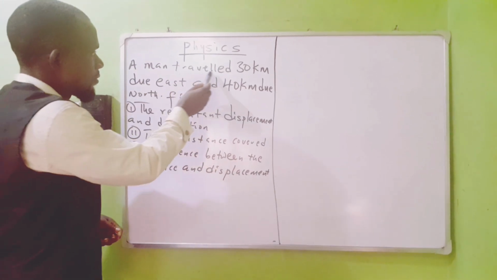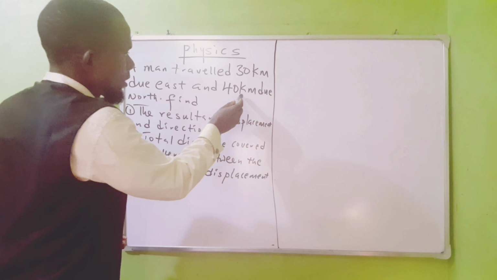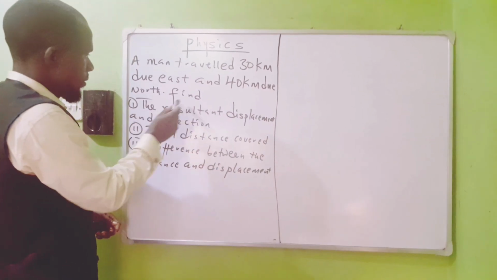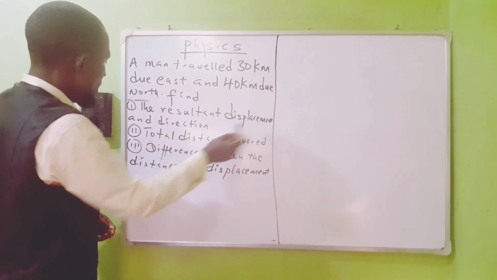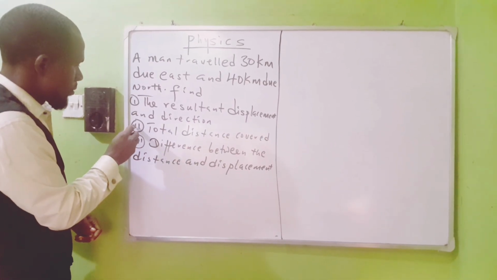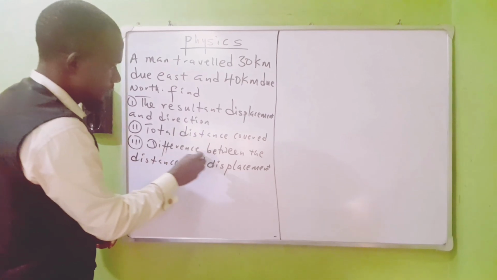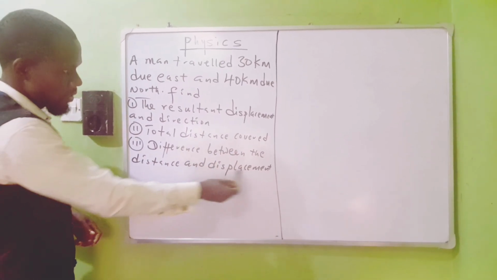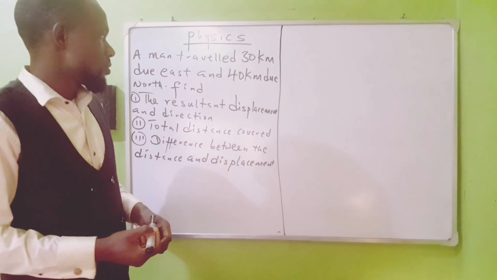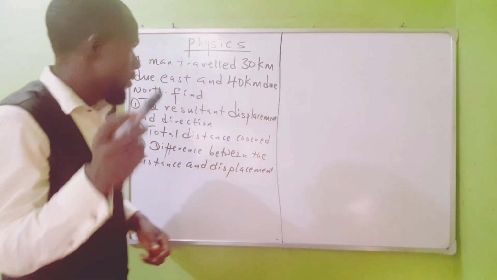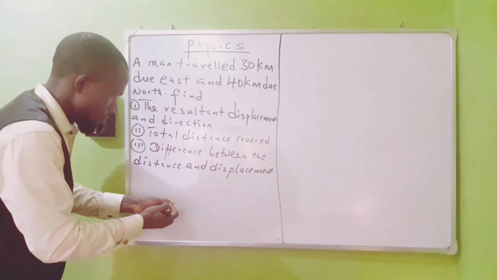A man traveled 30 kilometers due east and 40 kilometers due north. Find A, the resultant displacement and direction. B, total distance covered. C, the difference between the distance and the displacement. So the first thing we need to do is to understand what the question is all about. Okay, so solution.